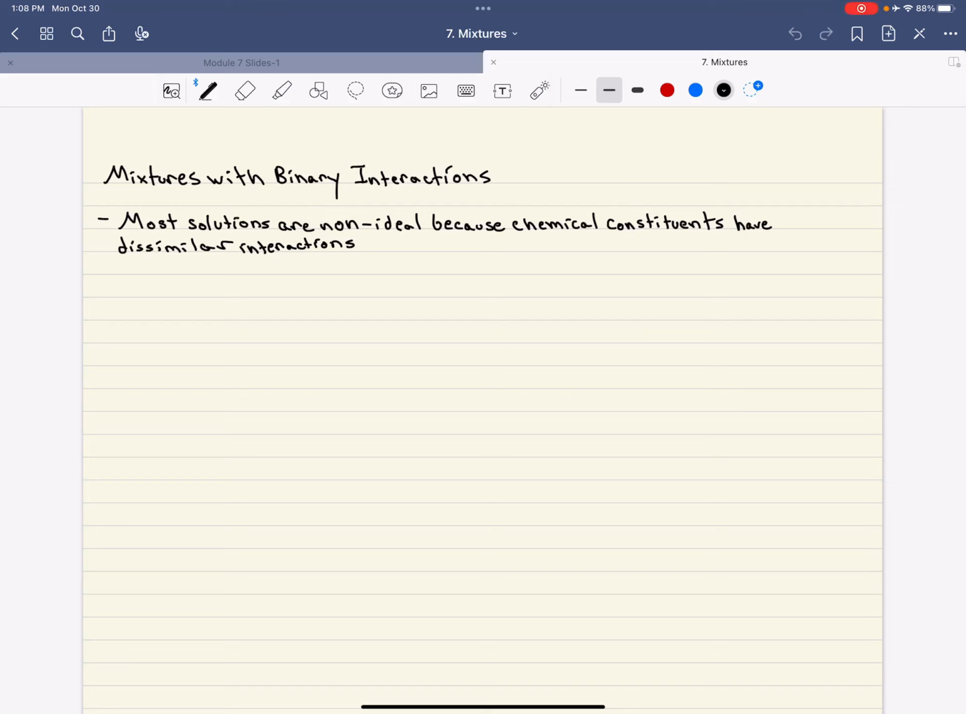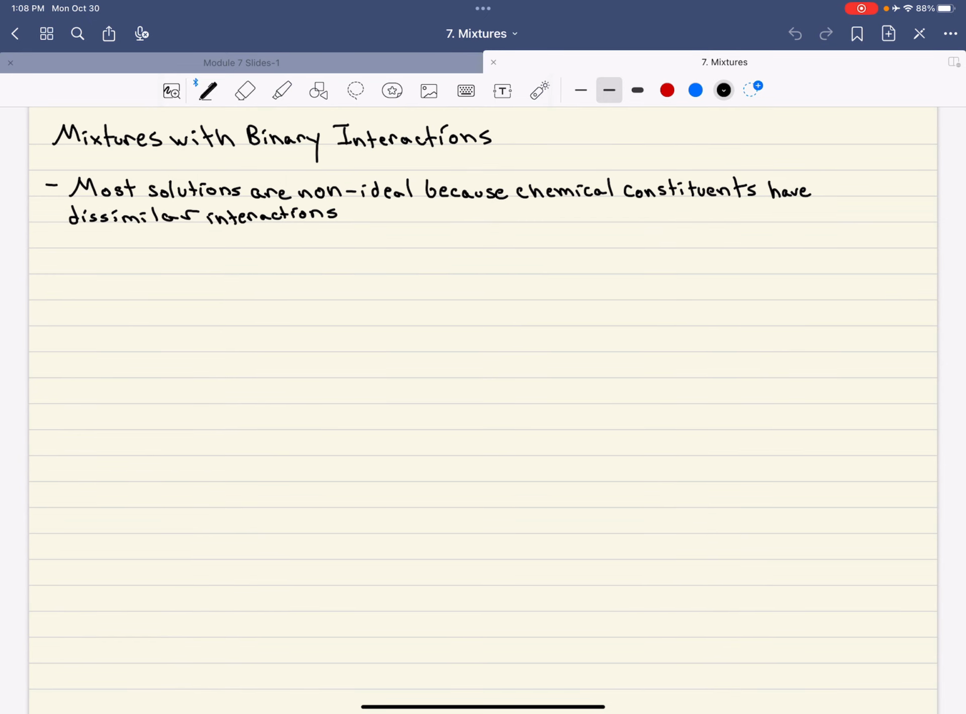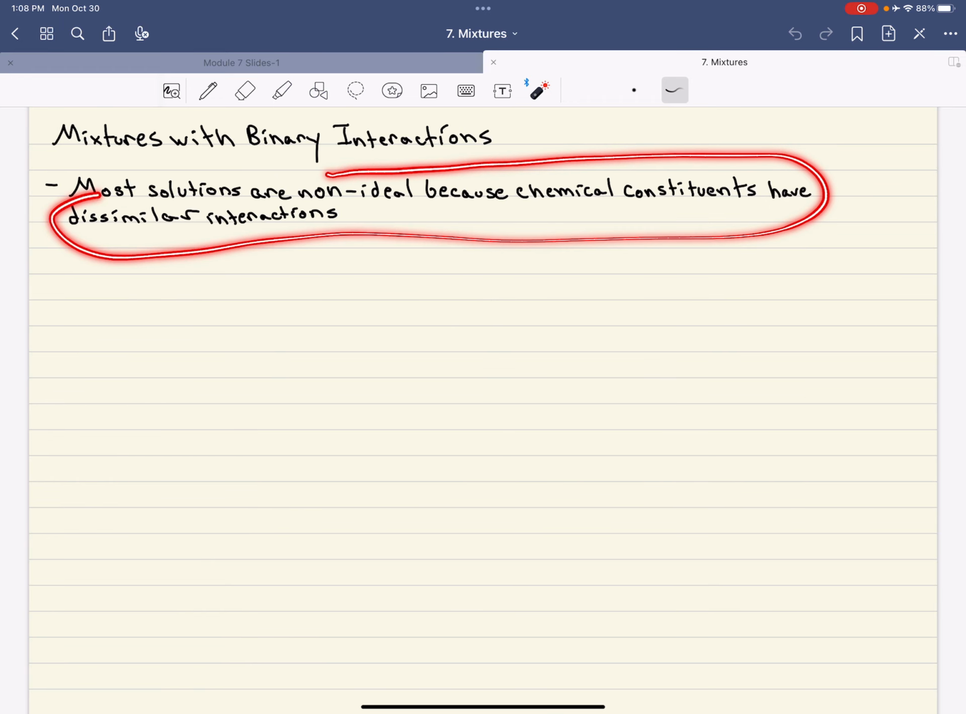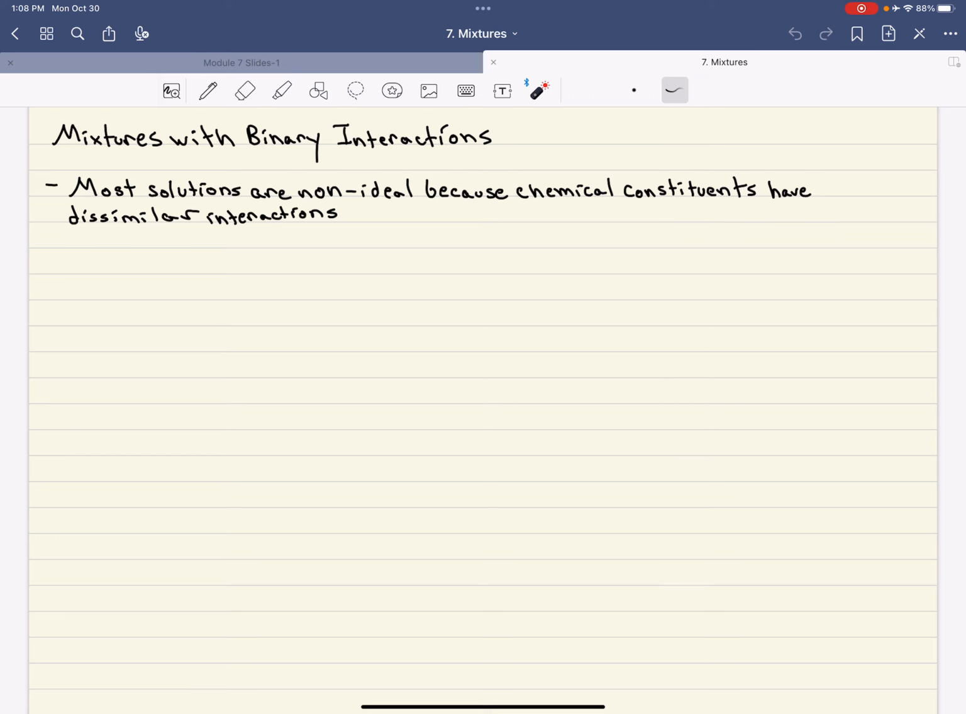In this video, we're going to develop a model to describe binary interactions in a solution or a mixture. In contrast to the previous models we developed, which were relevant for dilute solutions and mixtures, here we're going to develop models that are relevant for concentrated solutions. All right? And so, in general, when we think of a solution, to be the most general that we can, we're going to want to account for the non-idealities that arise due to different interactions between the different molecules.